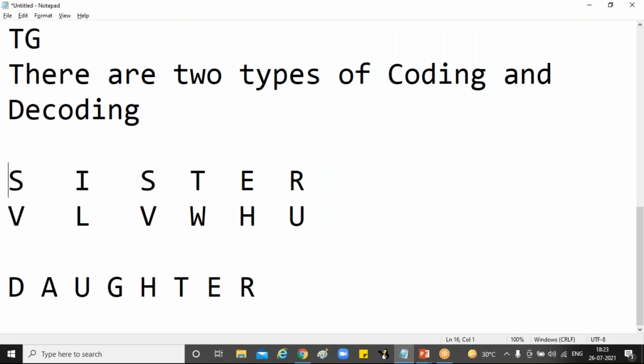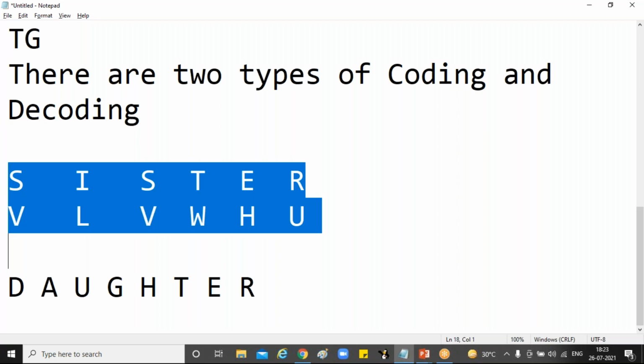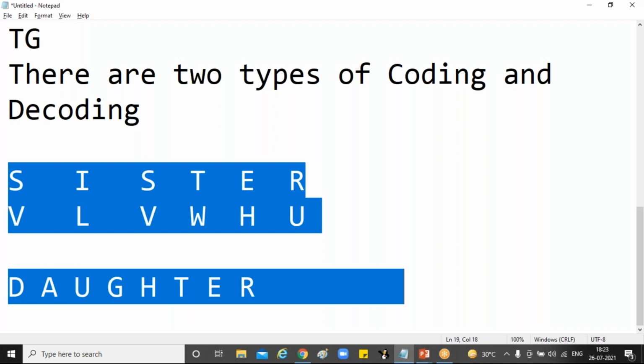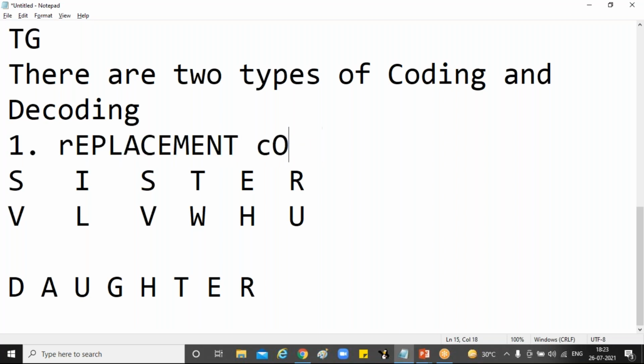Clear? So in a certain language, SISTER is coded as VLVWHU. Then DAUGHTER is coded as what? That is the meaning of coding and decoding. The first one is replacement coding.